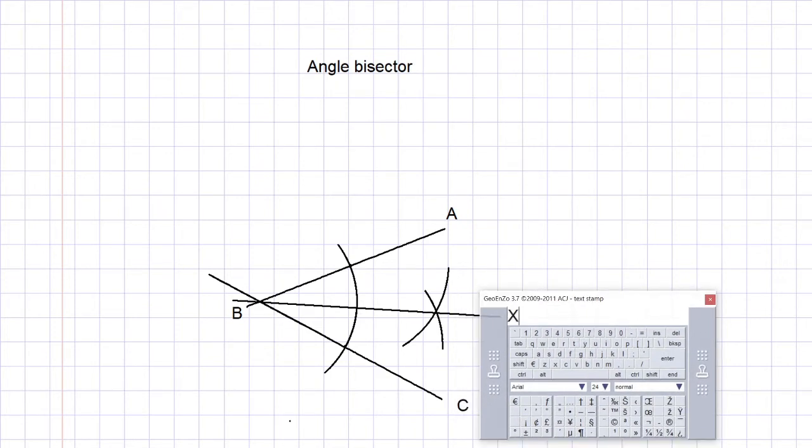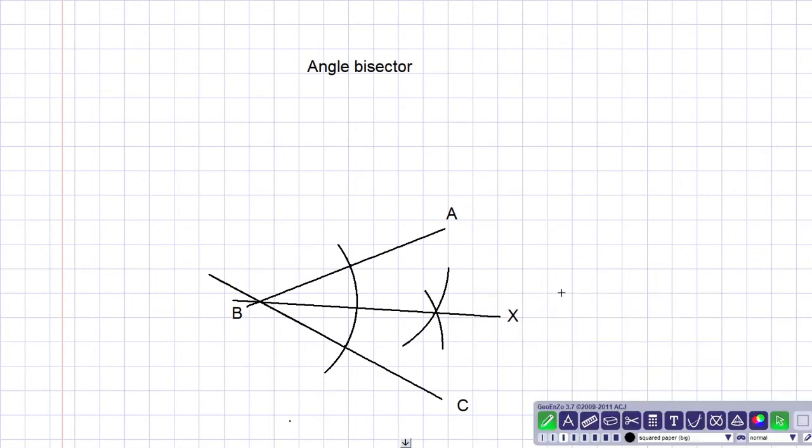Let's name this point as X. So what is the bisector of the angle? The angle is ABC. BX is the angle bisector. Then we form two angles, angle ABX and angle CBX, which are equal.